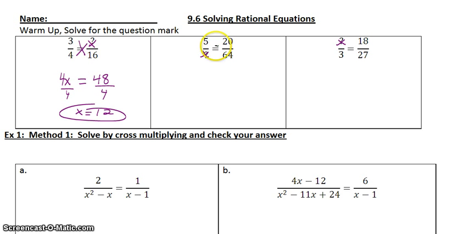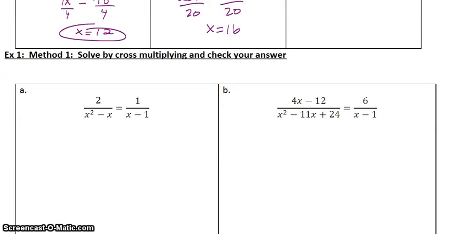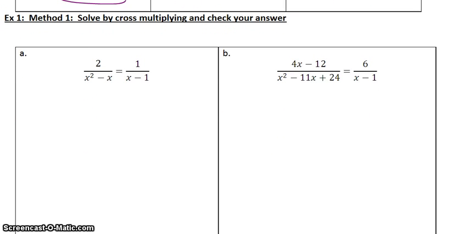Let's do one more, and then we'll move on to the next thing. So multiply across. Diagonally, 5 times 64 is 320, and then solve for x. We are going to cross multiply today to solve our rational equations, but it's going to be a lot more complicated. Let's look at part A for example 1.